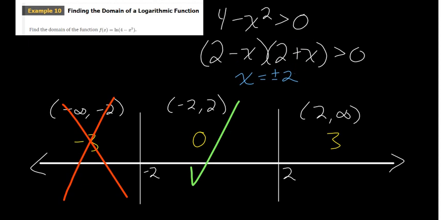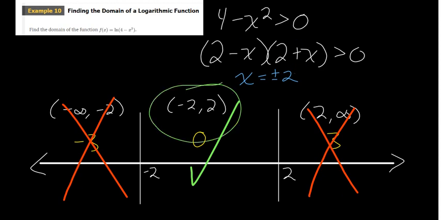So 2 minus 3 is going to be a negative number, and 2 plus 3 is a positive number. We have a negative times a positive again, which is a negative. So this interval does not work either. Therefore, the domain of this particular problem is simply negative 2 to positive 2. We'll draw that out here. The domain of f is simply negative 2 to positive 2.